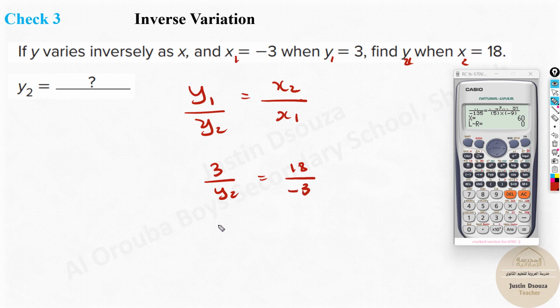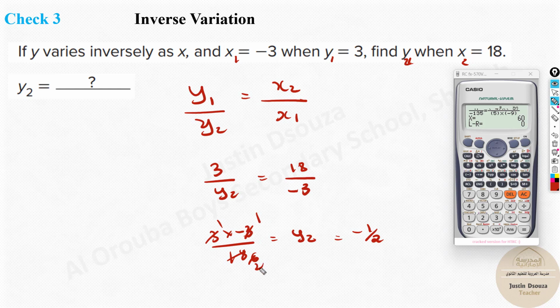All you need to do is cross multiply and solve. It will be 3 times minus 3 divided by 18. That is equal to y2. So 3 goes 1 time, 3 goes 6 times. It will be negative half or 0.5. Why? Because this minus remains.